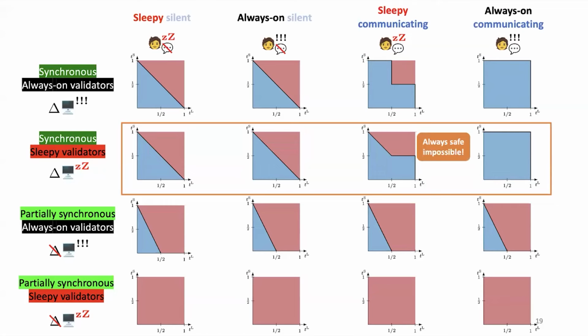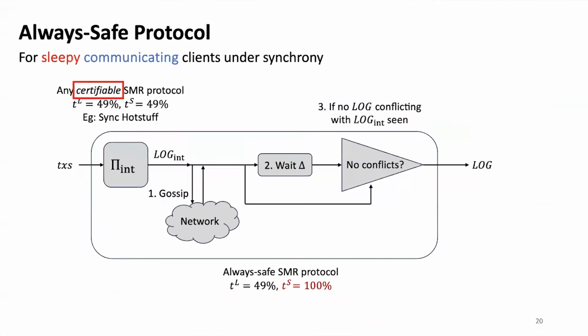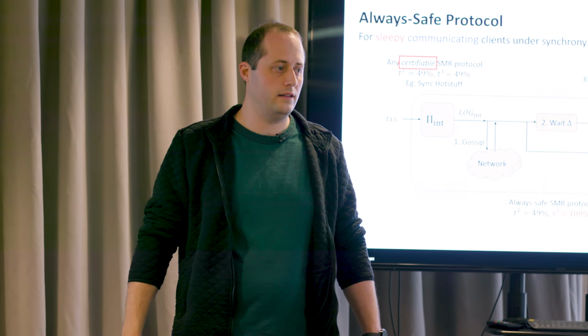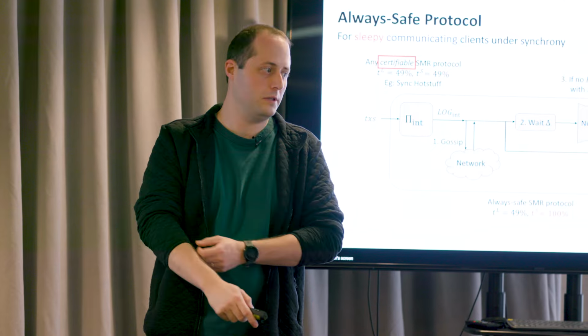So what goes wrong here with the always safe protocol? The critical thing is the certifiability here, right? What we don't have in the sleepy setting is the fact that when you get an output log from this protocol, you also get a certificate that would prompt every other client to confirm that output. And so that doesn't exist in the sleepy validator setting. And it turns out that the problem then becomes impossible.